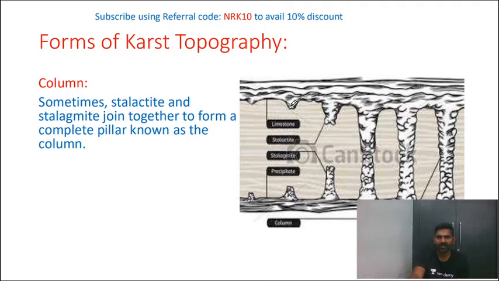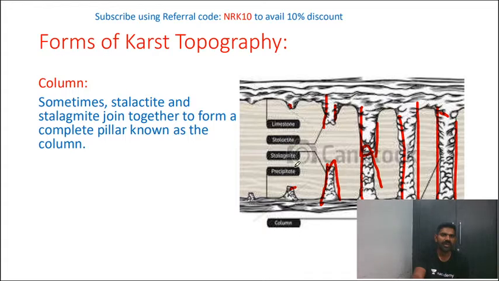All columns are formed like this: initially a small drop is formed. Slowly this has increased in size, this also increased in size. Both of them came very close to each other, and both of them combined. They combined and became something called a column. So these are like pillars inside the caves, which are called columns.